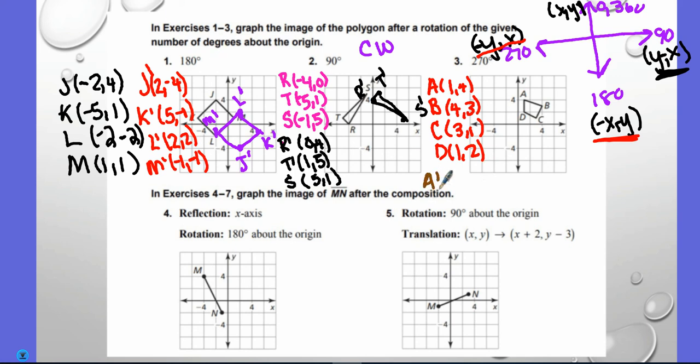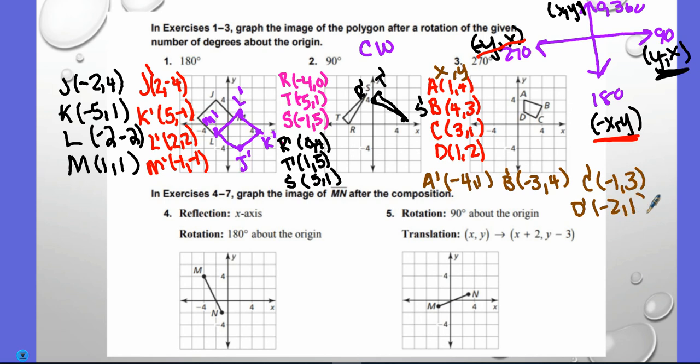So A prime, I'm going 270 degrees and I'm going clockwise. So I'm going to switch X and Y and change the sign of Y. So this is X, this is Y, so that becomes negative 4 and 1. B prime would be negative 3 and 4. C prime would be negative 1 and 3. And D prime would be negative 2 and 1.